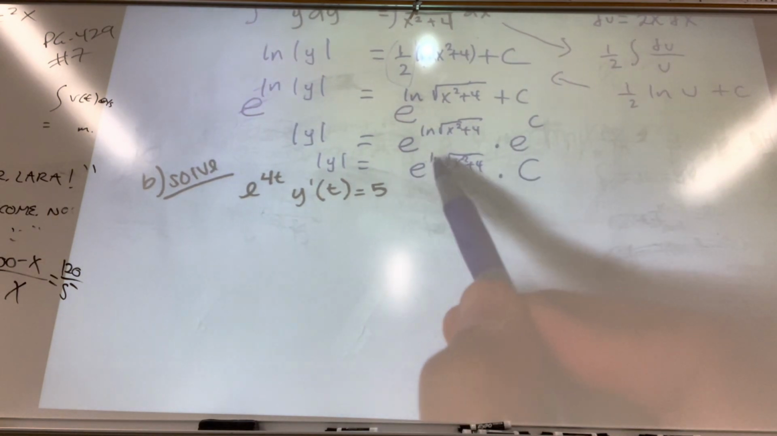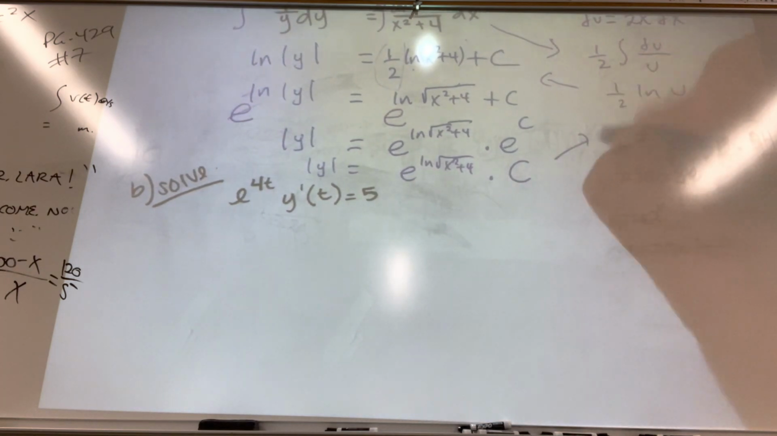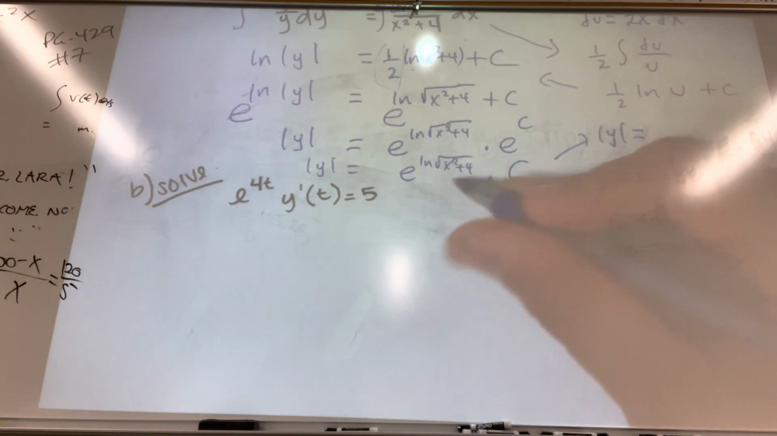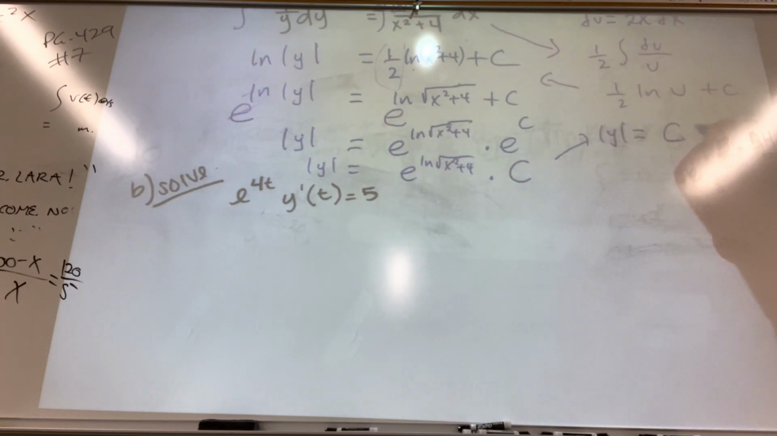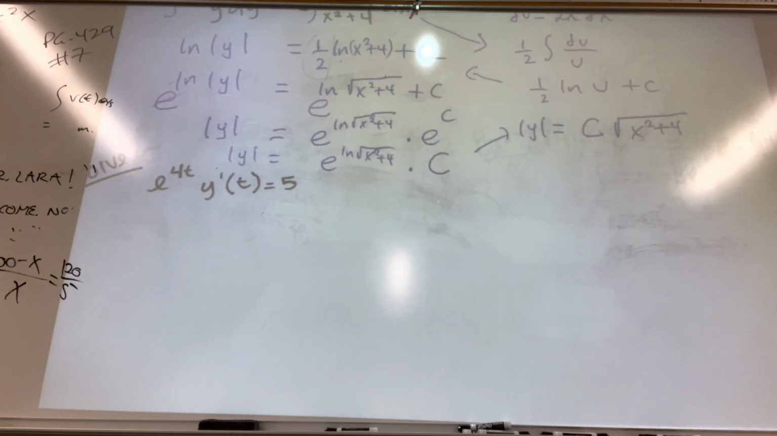And then what happens to e and ln? They cancel, so I get, I'm going to put the c in front, so c radical x squared plus 4. Okay?